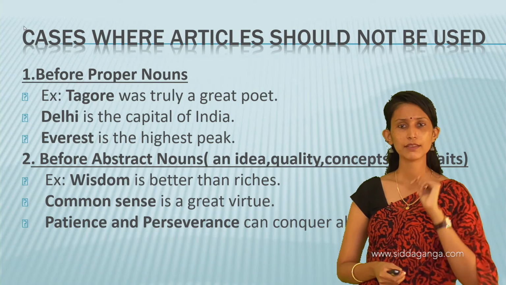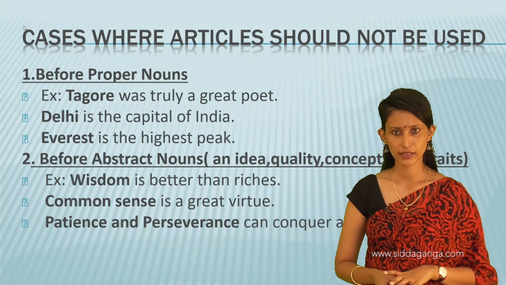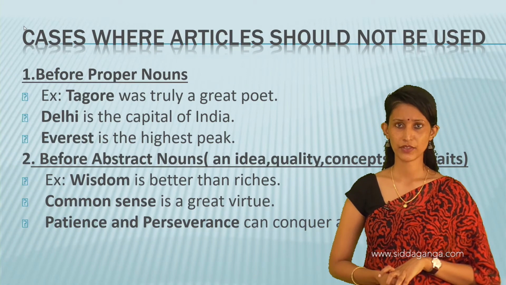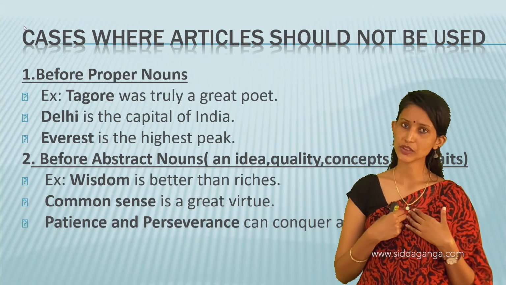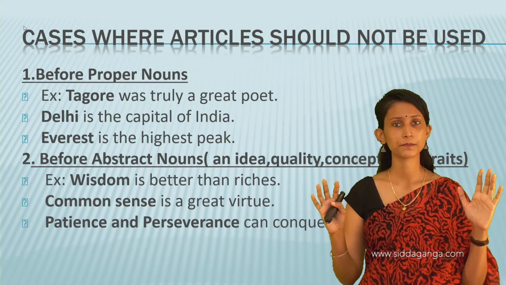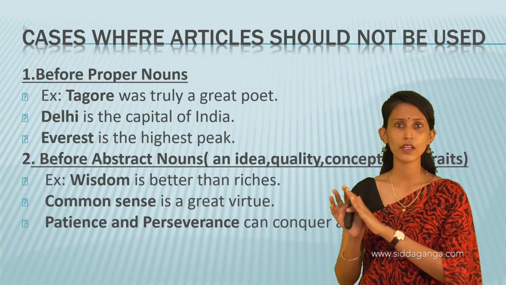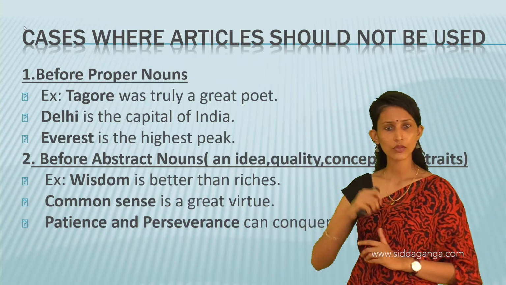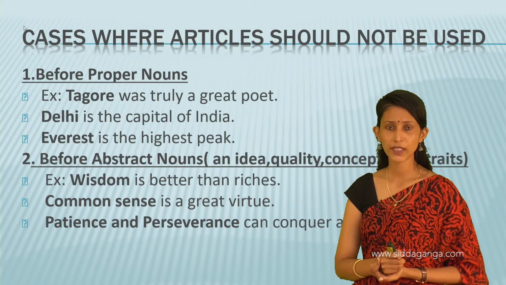Alright. Now, the first rule where you should not use articles is before proper nouns. Now, if I have to say, my name is Michelle D'Souza, I don't say the Michelle D'Souza. No. So you're not giving the definite article before the proper noun. So, see these examples here. Tagore was truly a great poet. The name of a person, isn't it?